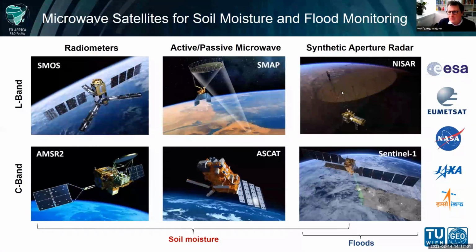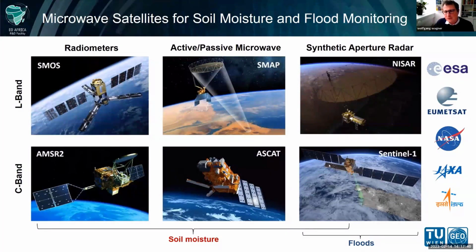And last but not least, on the right side, you see synthetic aperture radar systems. On the bottom, you see first the Sentinel-1 mission that has been providing operational data since 2014. And on top, you see an exciting new mission that will be launched by NASA and the Indian colleagues next year, the so-called NISAR mission. It will give us both L-band and S-band measurements. And it will also be used for doing, for example, soil moisture monitoring, flood monitoring, ecosystem monitoring, and many more applications.